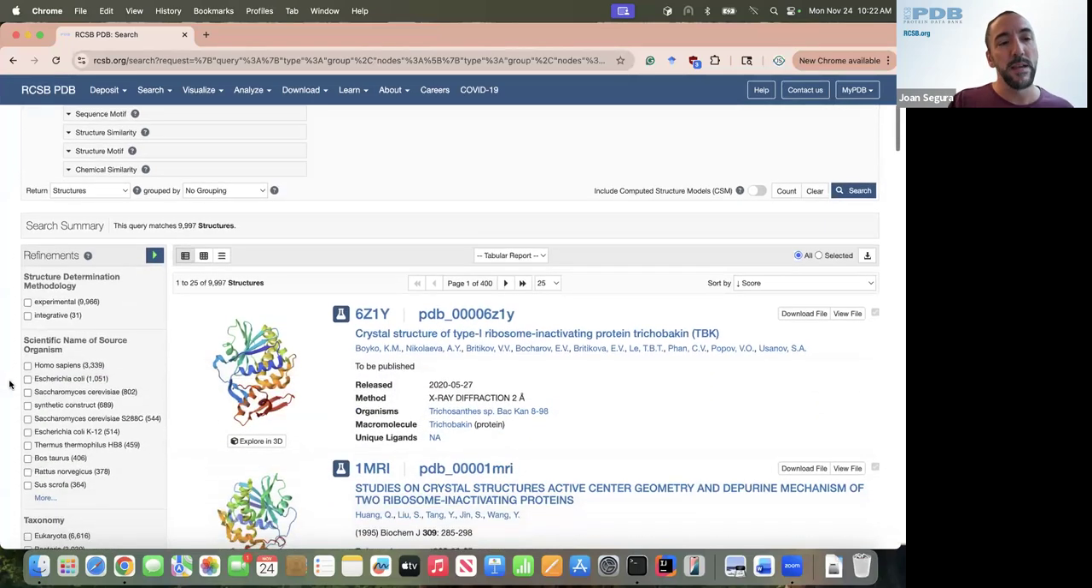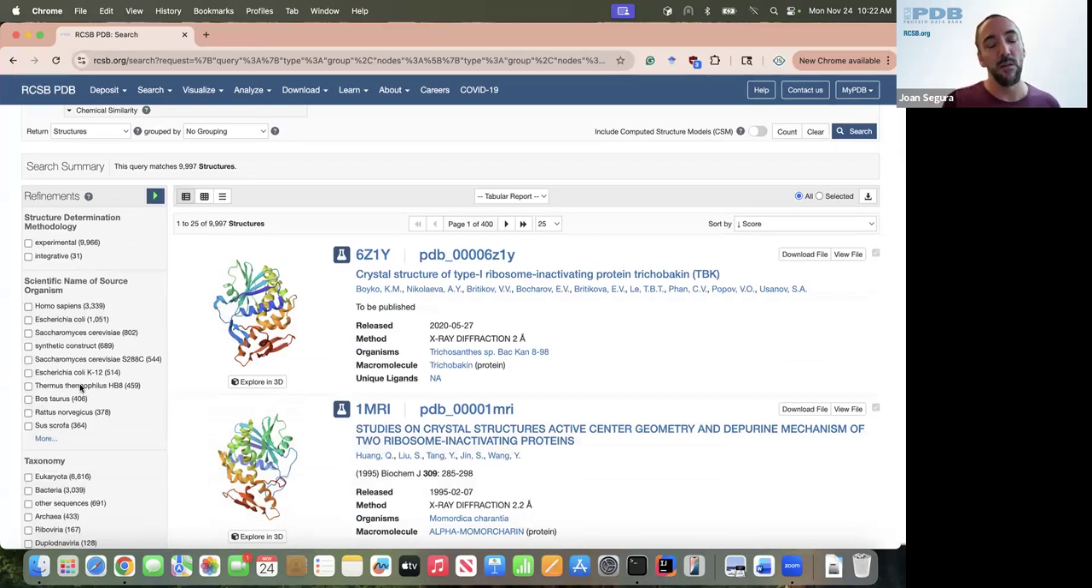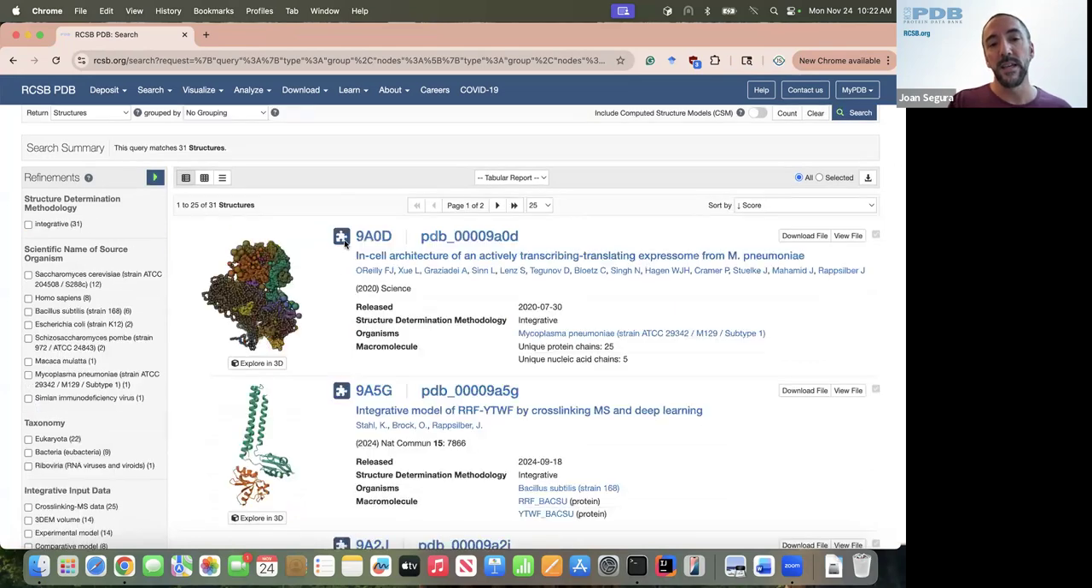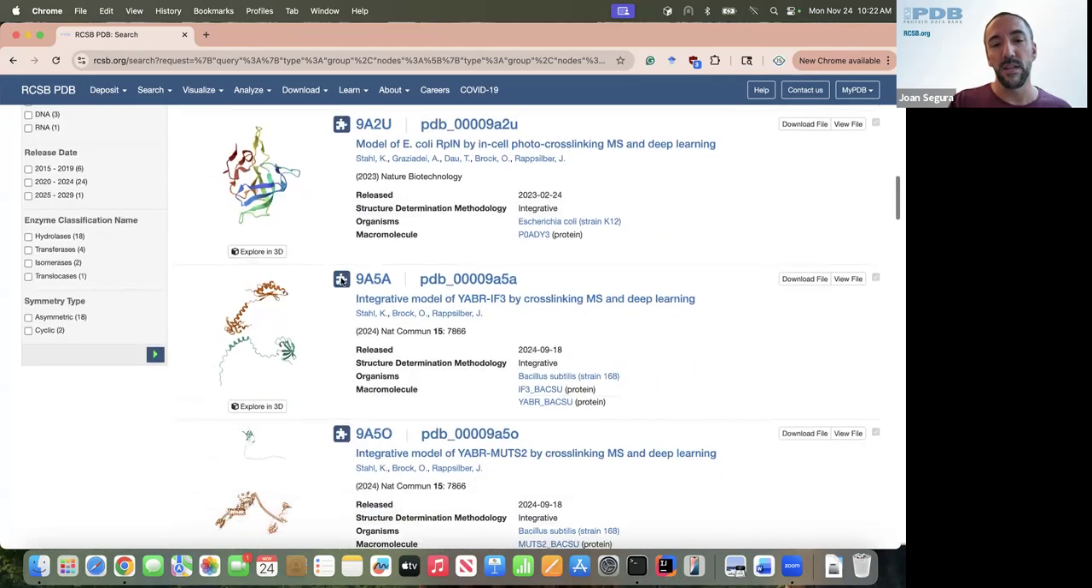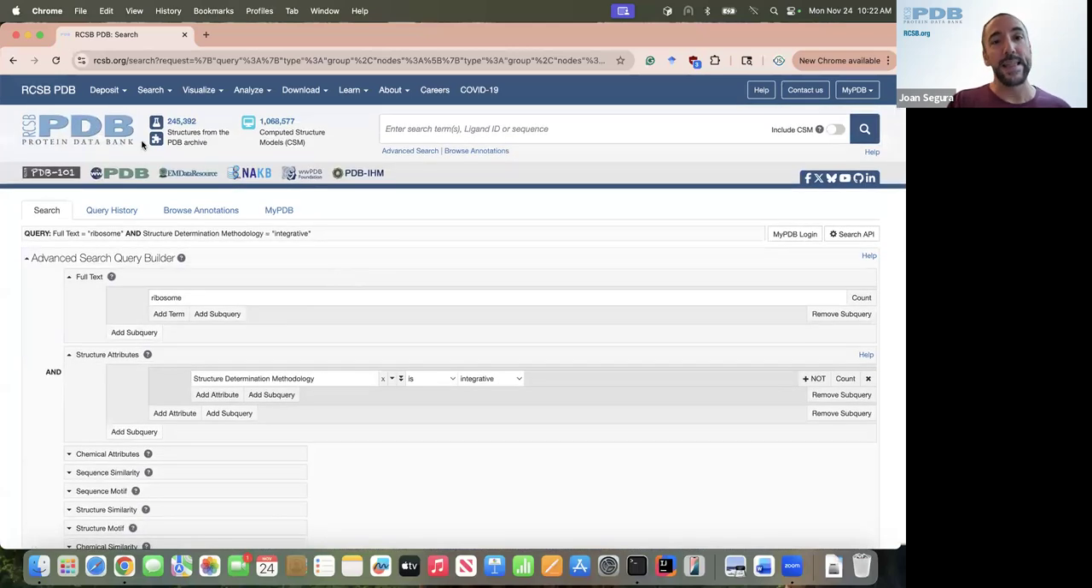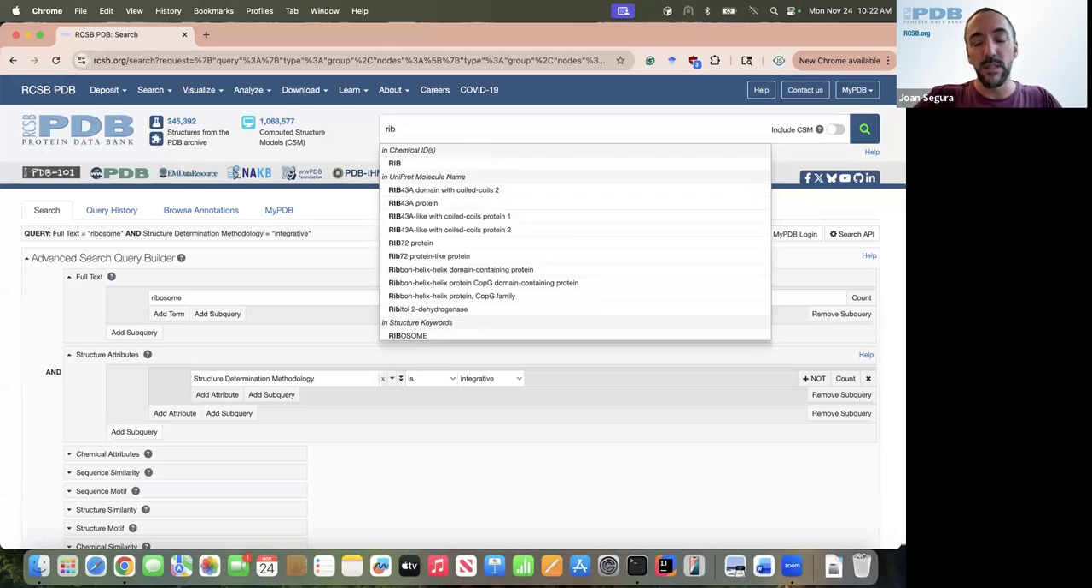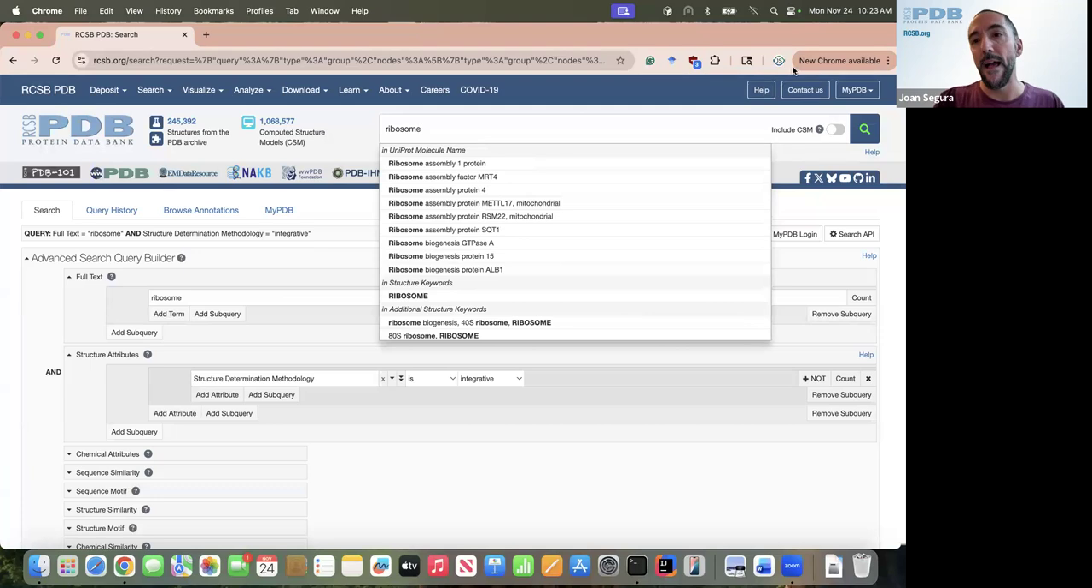This office hour is not about advanced search, but please, if you have any questions, I will do my best to answer them. On the left side, you have our drill-downs that you can use to refine your search and add other conditions. In that case, all these entries correspond to experimental entries. There are close to 10,000 experimental entries. Just to show you, if I choose the integrative models, I see the jigsaw piece icon next to them. Again, if I want to include computed structure models, I have to do the same search, ribosome, and include computed structure models.